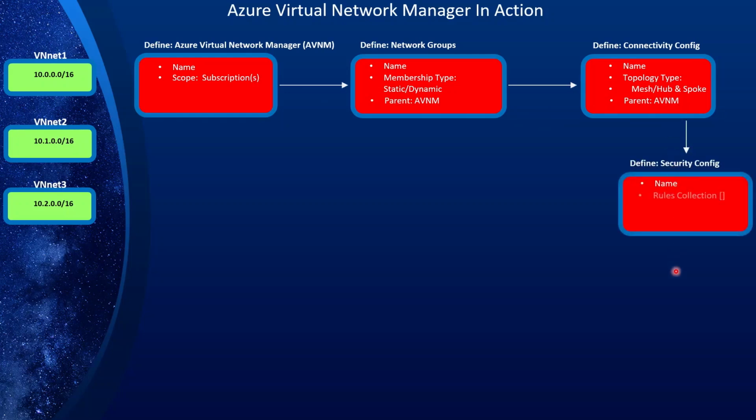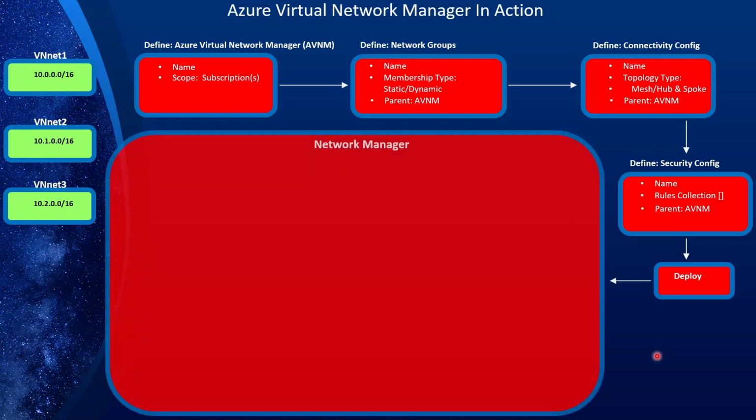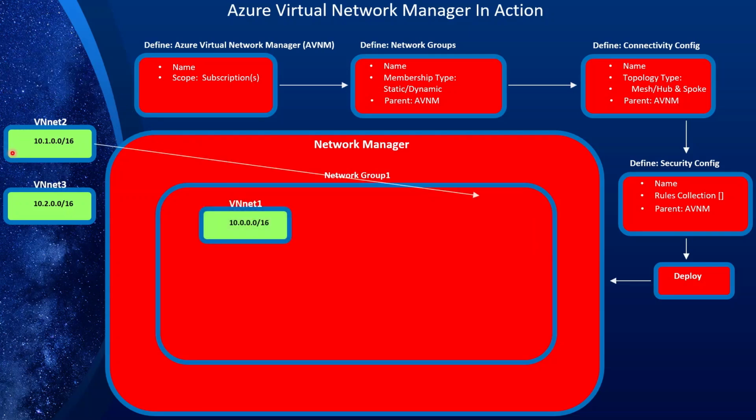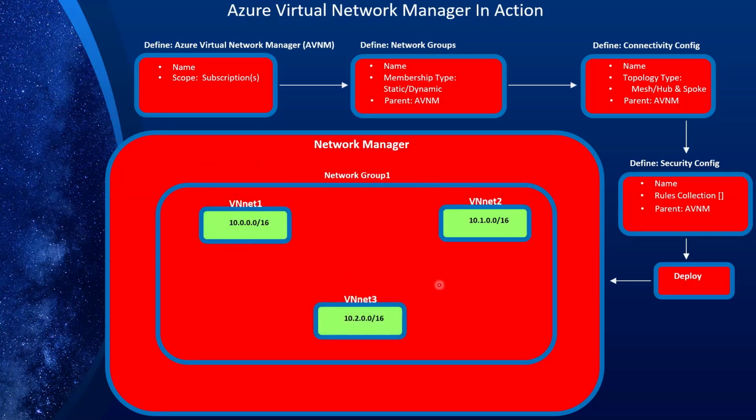Next, optionally, we can also define a security configuration, and then we deploy it, and it goes through the process. It creates the virtual network manager, it creates the group, and then starts pulling in all the VNets that should be part of it. Then, based on whatever topology we selected, it creates that topology, and basically that's how it's done.